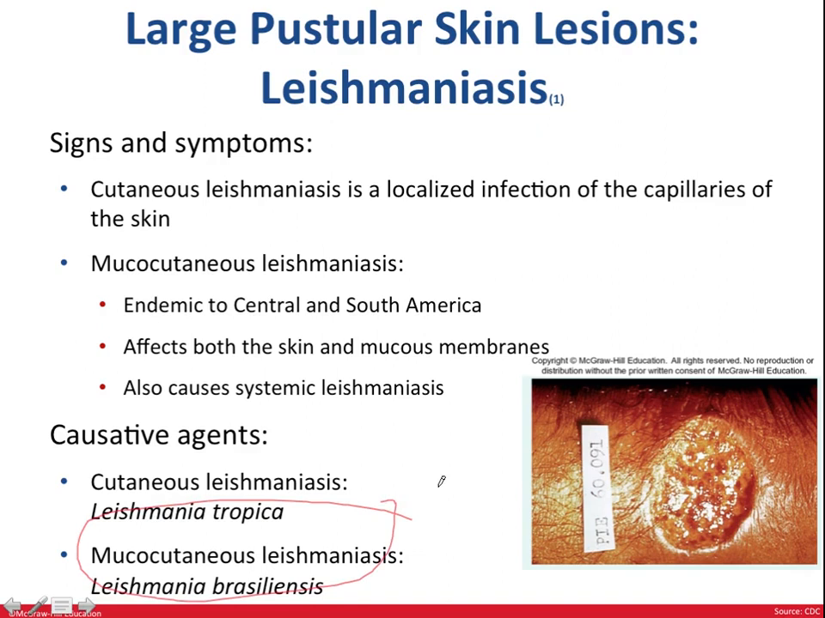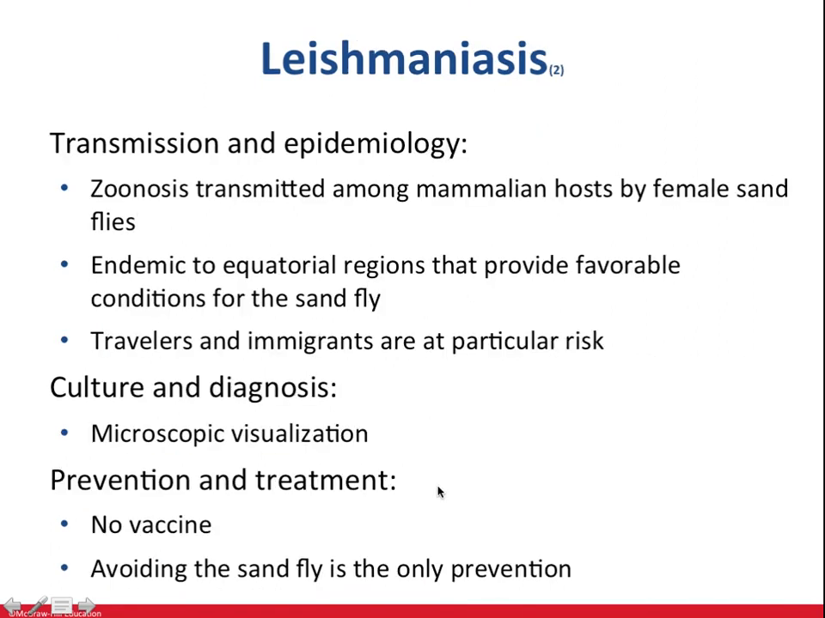Both of these diseases are very common in tropical areas. Okay, in hot areas. That's because this disease is transmitted by female sandflies. Okay, female sandflies. So this is endemic to the equatorial region. Okay, in the very hot region. So the prevention is to avoid the sandfly. Okay, avoid the sandfly. No vaccine.